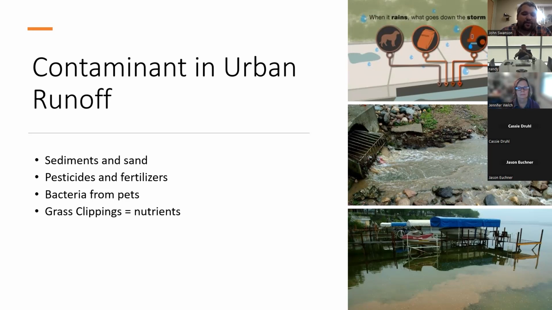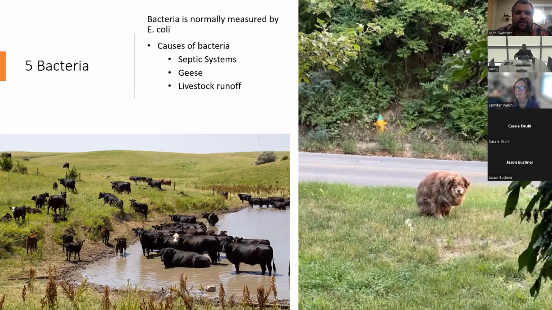So if that's making it into your pond, it adds up quickly. Keep rolling, Jen. Number 5, we made it to number 5. Bacteria, that could be pet waste. There's my dog on the right in my front yard. I did pick it up. Cattle, geese, septic systems. These are all sources of bacteria to consider.